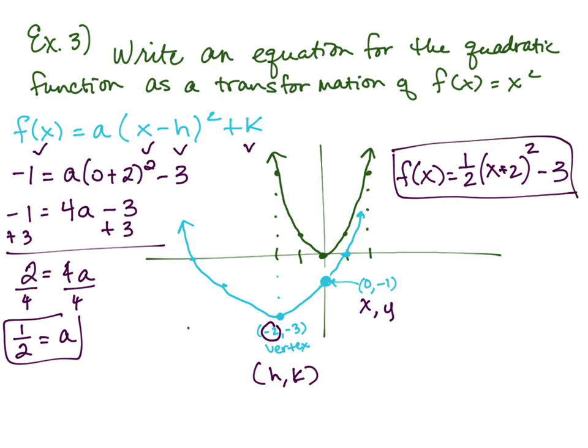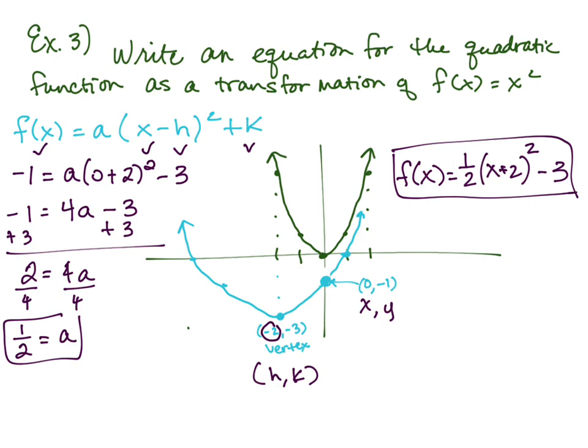Write an equation for the quadratic function as a transformation. So you're going to pull the vertex and you're going to use a point. This happens repeatedly in your homework. Pull the vertex, use a point, solve for A. Questions on this? I feel like the x squared, that x squared equation is easiest.